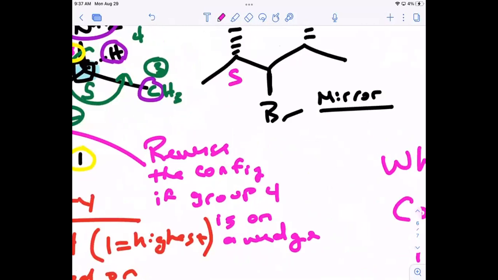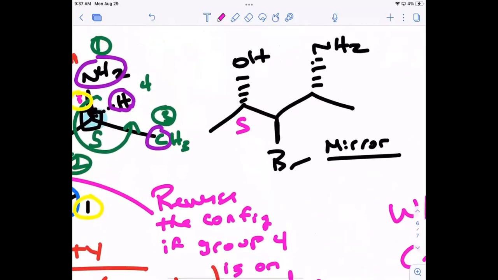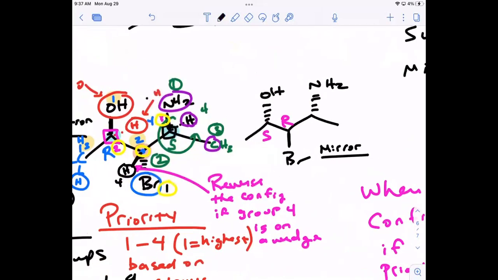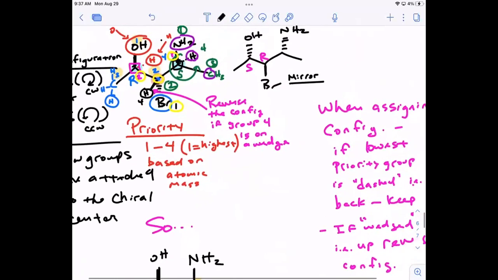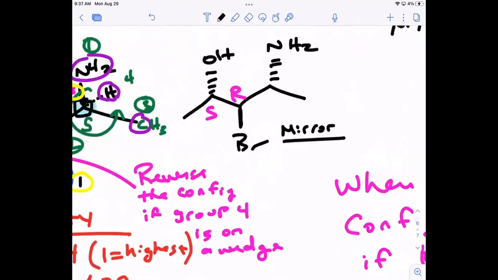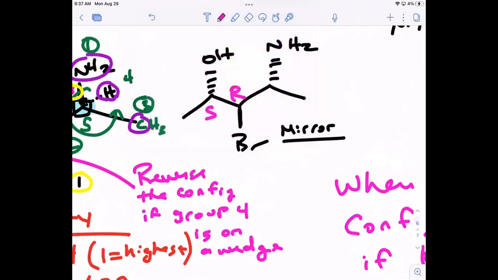What about the middle one? We said it was S in the original image. What is it here? R. R by default. Don't be afraid to say that. What about the stereo center where nitrogen is? What is it in the original image? It's S, right? We just determined that. So what is it in the mirror? It's got to be R, right? By default. Are y'all following that?